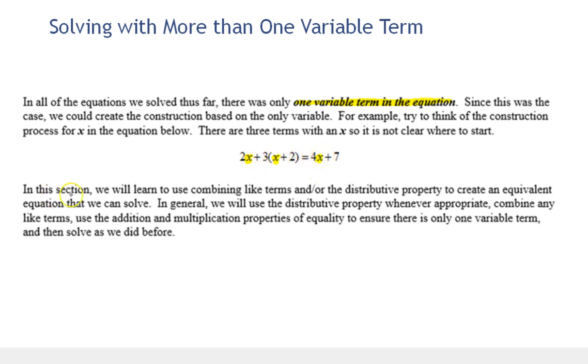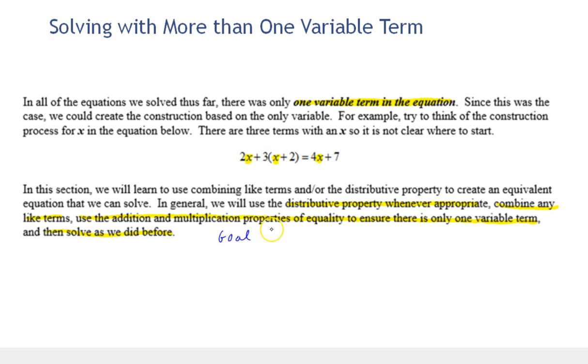Okay. So in this section, we will learn to use combining like terms and/or the distributive property to create an equivalent equation that we can solve. In general, we will use the distributive property whenever appropriate, combine any like terms, and then use the addition and multiplication properties of equality to ensure there's only one variable term. Then we'll solve as we did before. So let's just sketch an outline.